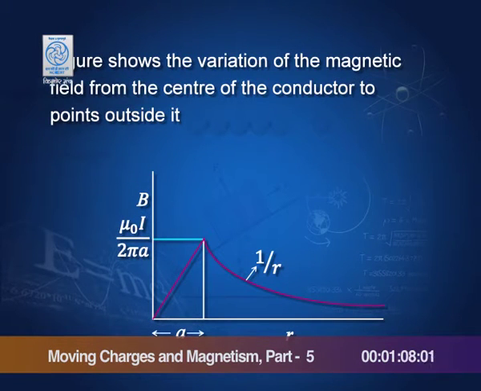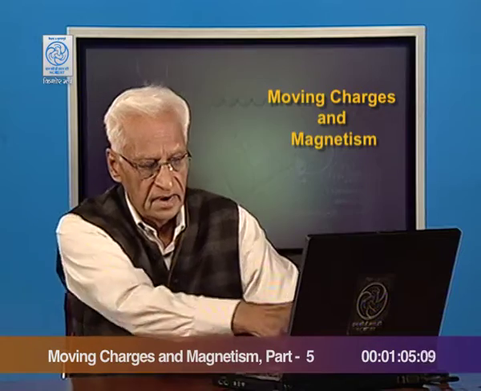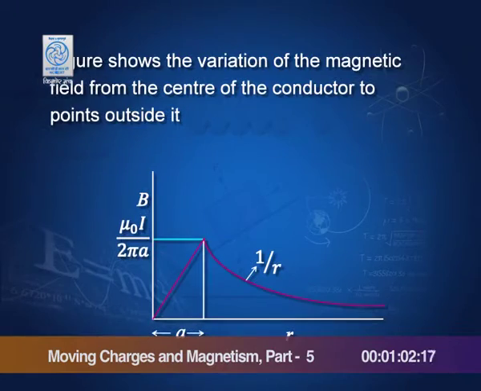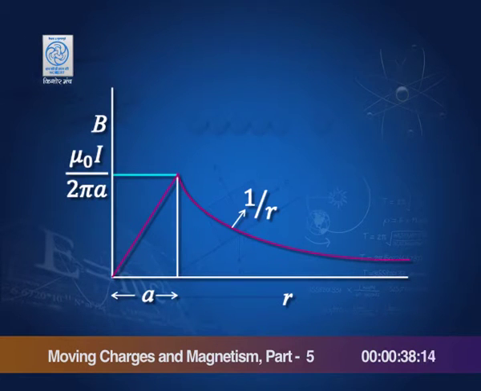This is the radius a of the cylindrical conductor, and this is r, the distance outside the radius, and this varies as 1 by r. We have found that the magnetic field outside varies as 1 by r. Therefore, this is the 1 by r curve. This straight line shows that within the cylinder the magnetic field is proportional to r. So we have the magnetic field linearly proportional to r, going up to a, and then the field decreases as 1 by r.